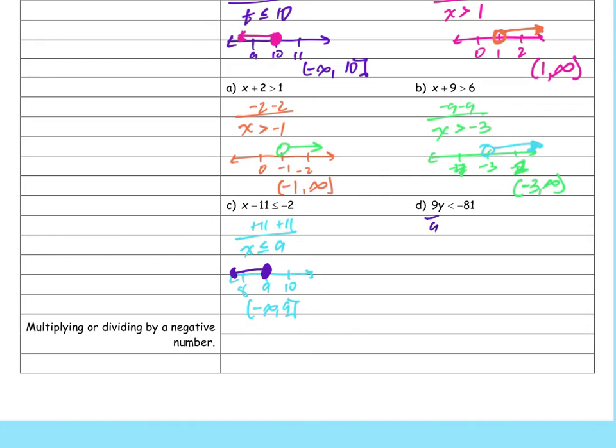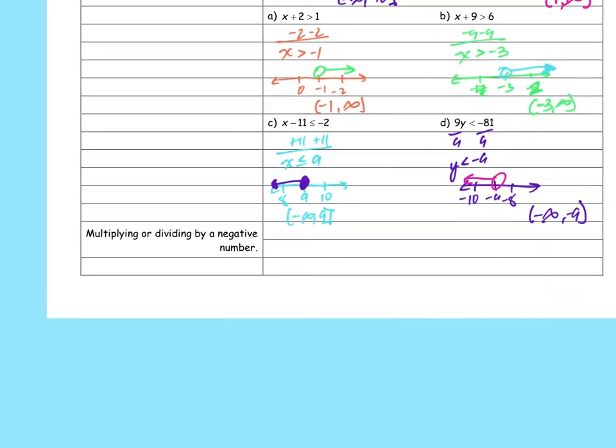And divide by 9. And y is less than negative 9. So negative 9, negative 10, negative 8. And it's open at negative 9 and less than negative 9. So negative infinity to negative 9. Okay, there you go. If you have any questions, make sure you're asking.